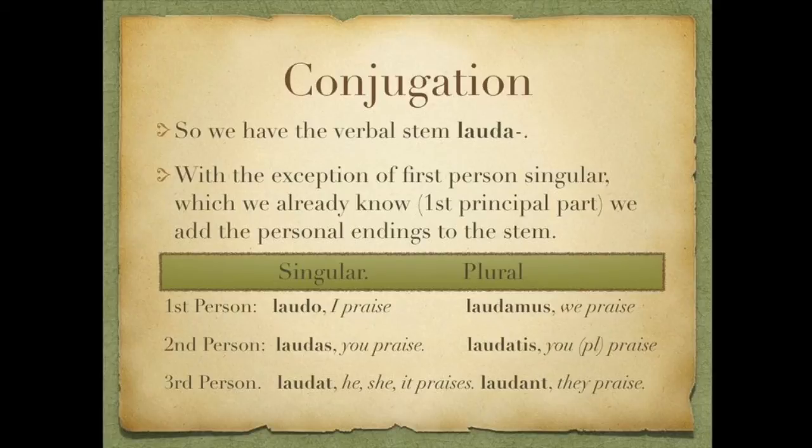Then we go to the plural, take our verbal stem, add the endings. Laudamus, we praise. Second plural, laudatis, you plural praise, or y'all praise. And then third person plural, laudant, they praise.